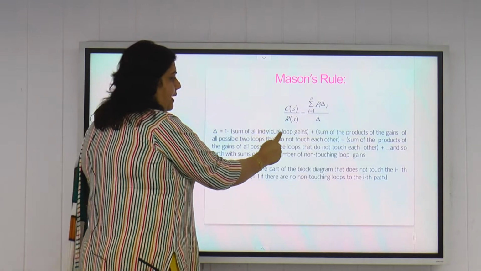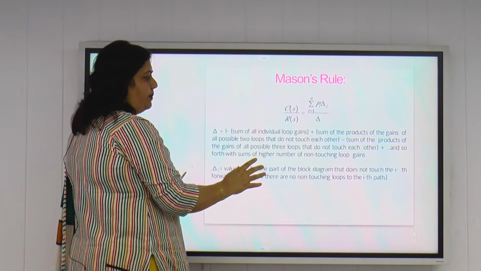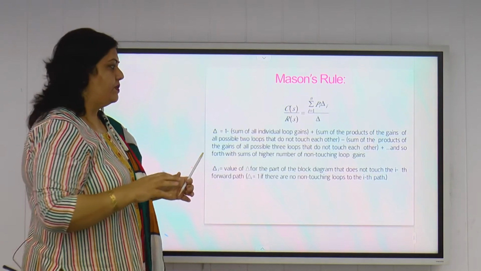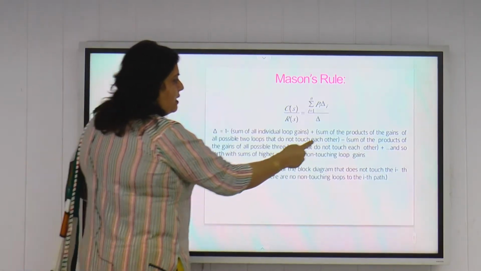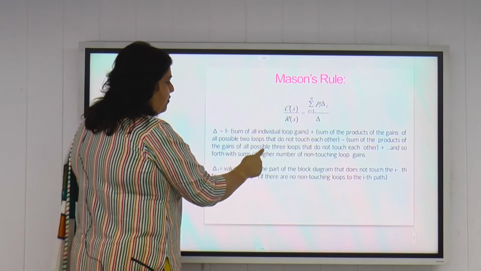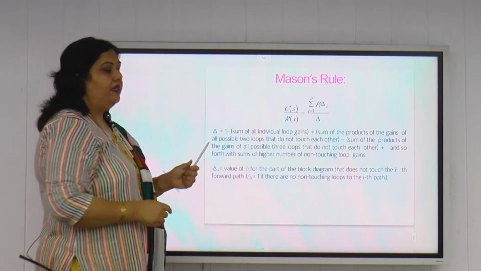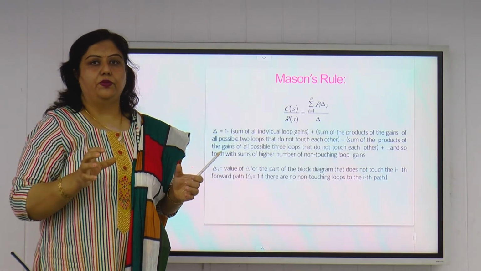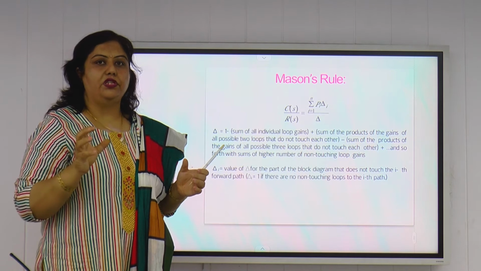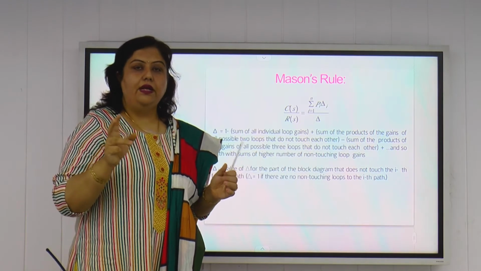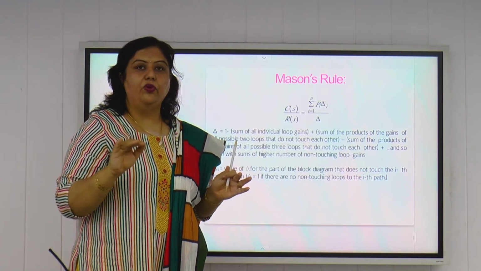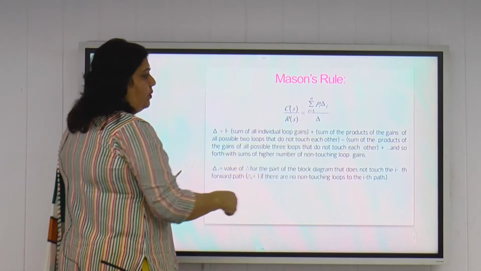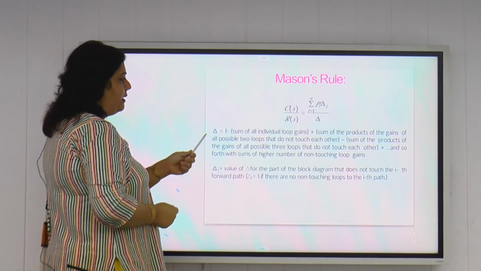So in the first bracket we will have the individual loop gains. In the second bracket we have the product of gains of pairs of non-touching loops, minus the sum of the product of gains of all possible three loops. Now in the third bracket we have to identify the triplet of non-touching loops. That means three loops that do not touch each other, that have no node or no branch common with each other, and so on. So this will go up to infinity. So this will be delta.